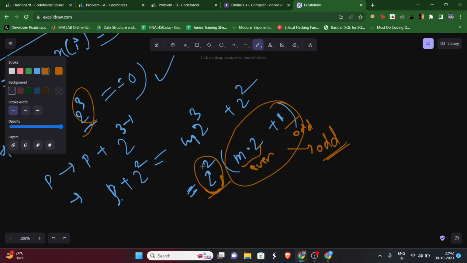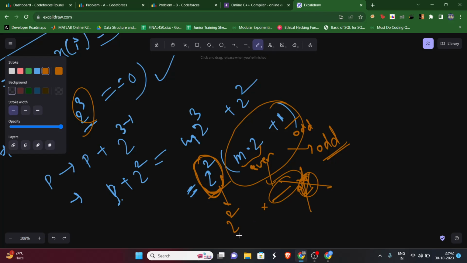And now we can see that it is not divisible by 2 to the power 3 or any power greater than 2 to the power 3. Why? Because we know that this is 2 to the power 3 and this is some odd number. That means it cannot be written in the form of 2 to the power y.